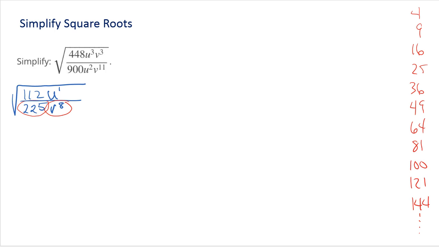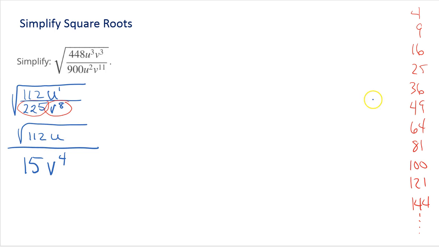So when I take the square root of 225, again, we said that was 15, and the square root of v to the 8th. Now, I'm not saying you take the square root of 8. When you're dealing with an exponent, it's just half of that. So the square root of v to the 8th is v to the 4th. Now, that is no longer underneath a square root because we took the square root, but the square root still is over the numerator, 112u to the first. But now I've got to focus on simplifying this 112.